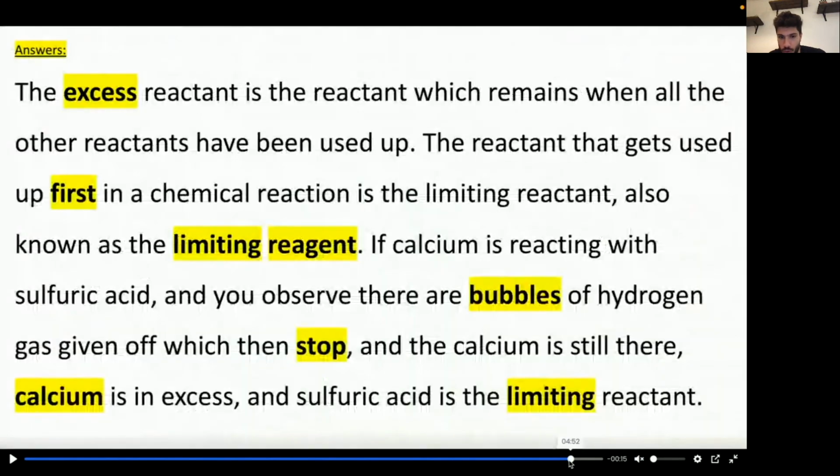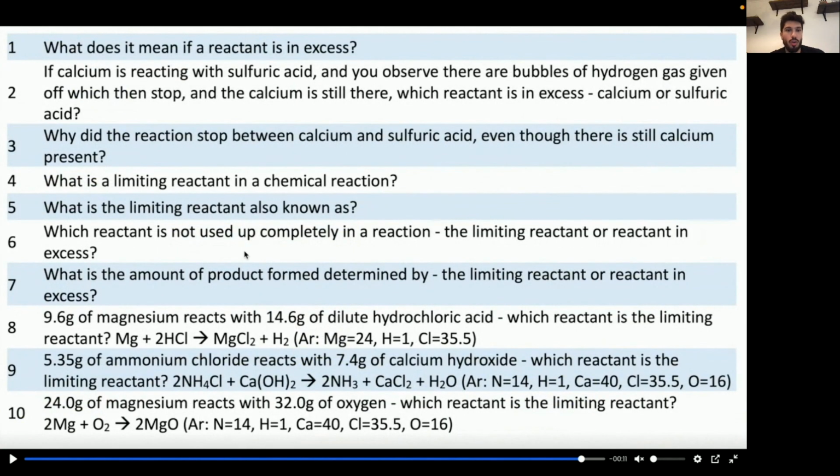So what you can do is use these gap fills here, and you have these exam questions, which are real exam questions. That is literally a 1-mark exam question: what does it mean if a reactant is in excess?